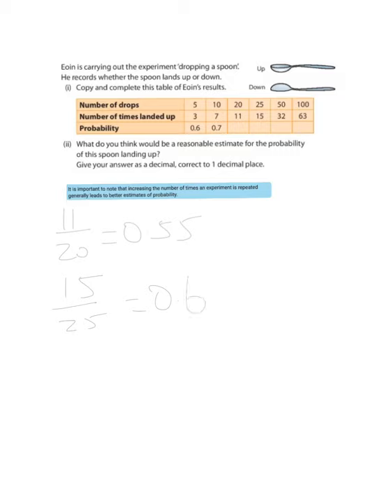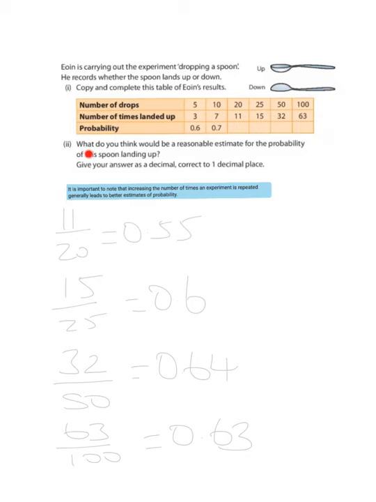Then the next one to find the probability was the number of times it landed up was 32. So that would be the frequency all over the number of trials, which was 50 trials this time. So that works out to be 0.64. And then out of 100 trials or 100 drops, it landed up 63 times. So that would be 63 out of 100, which would give me 0.63. Okay, so that's just filling in the table there, calculating the remaining probabilities.